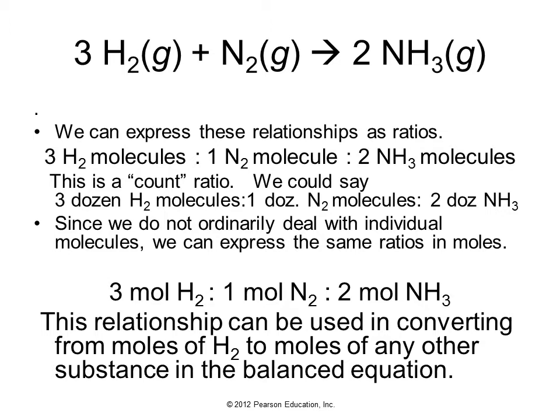This is a count ratio. We could say 3 dozen hydrogen to 1 dozen nitrogen to 2 dozen ammonia. But since we do not ordinarily deal with individual molecules or with a small number, we need to deal with Avogadro's number, a mole. So we can express this relationship as 3 moles of hydrogen to 1 mole of nitrogen to 2 moles of ammonia. This relation can be useful for converting from one substance to another in a balanced chemical equation.